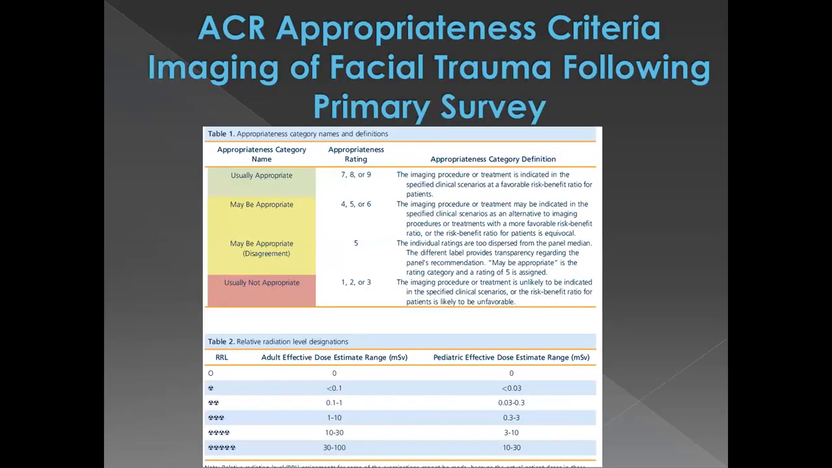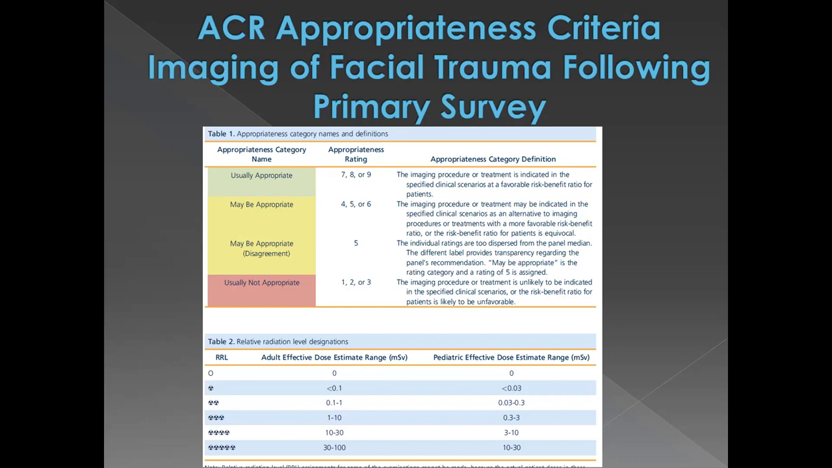Okay, so coming to the guidelines, this is a document which was prepared by the American College of Radiology. It's present on PubMed. You can get an abstract of that over here. However, if you want to read the full document, I can share it with you later on. This is called the ACR appropriateness criteria for imaging of facial trauma following primary survey. It has four categories, in which the first category is usually appropriate. Then you have maybe appropriate, disagreement, and usually not appropriate.